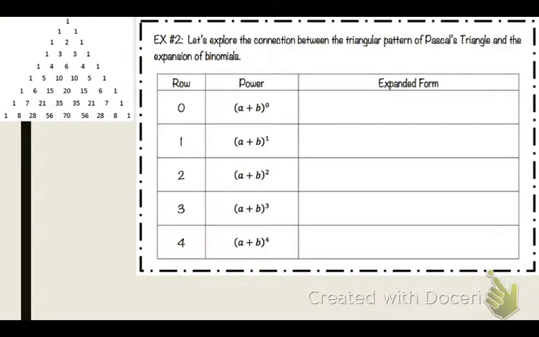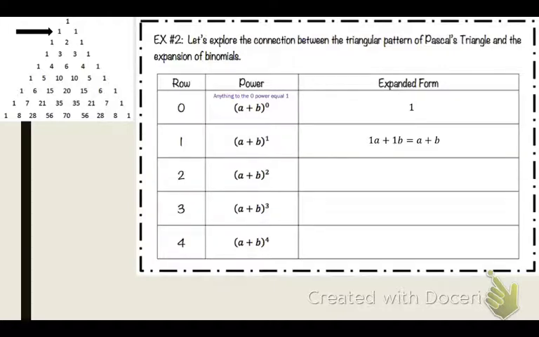So now let's explore the connection between the pattern of Pascal's triangle and the expansion of binomials. So let's start with the 0 row. Remember, 0 is the very top. So a plus b to the 0 power, anything to the 0 power, that could be like 5,700,000 whatever, to the 0 power, that would just be 1, which is what that first row is, 1. Okay? A plus b to the first power is 1a plus 1b, which is just a plus b, but those coefficients are the first row, 1 and 1.